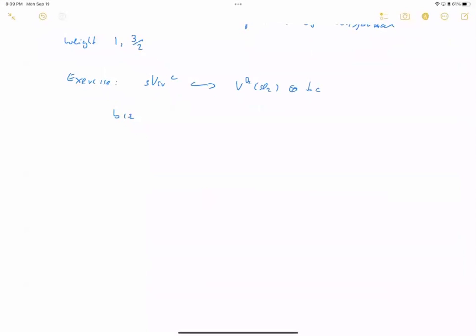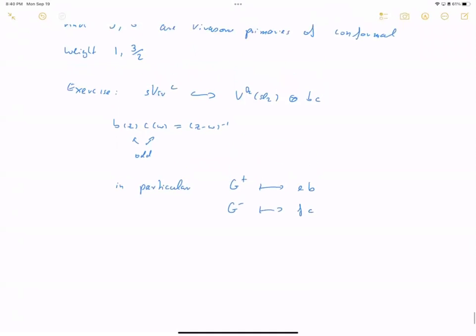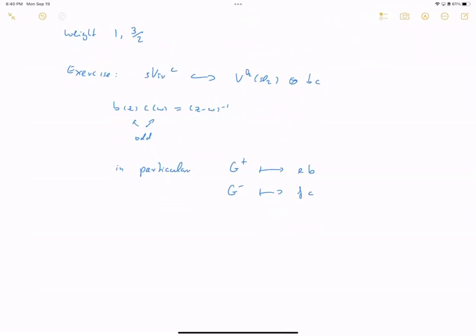the super VOA of two free fermions. So here they are fermions, meaning they are odd. Discovering this, you do the computation. I mean, under this embedding G plus is, for example, mapped to E times B and G minus to F times C.